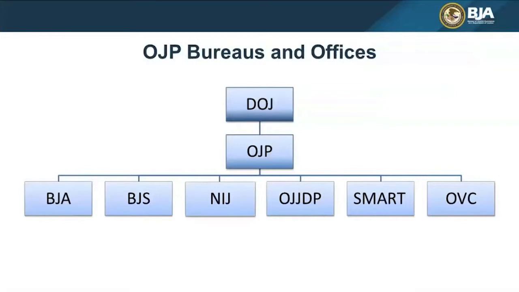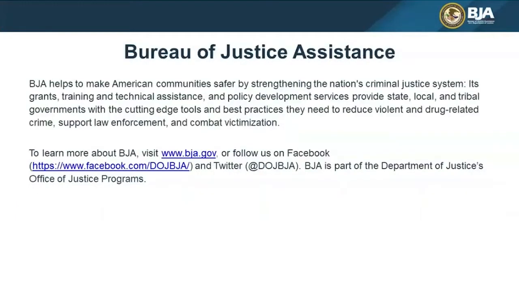OJP Bureaus and Offices. Again, OJP is a bureau within the Department of Justice, and you have the Bureau of Justice Assistance, BJA, the Bureau of Justice Statistics, BJS, the National Institute of Justice, NIJ, the Office of Juvenile Justice and Delinquency Prevention, which is OJJDP, the SMART Office, and the Office for Victims of Crime. Today's webinar will be solely focused on the Bureau of Justice Assistance.